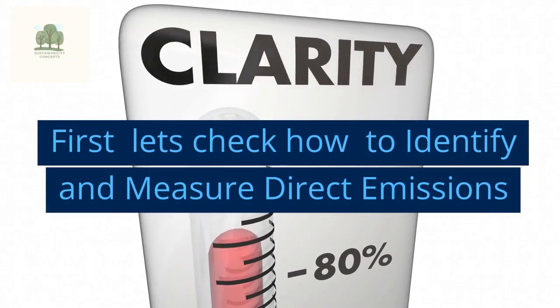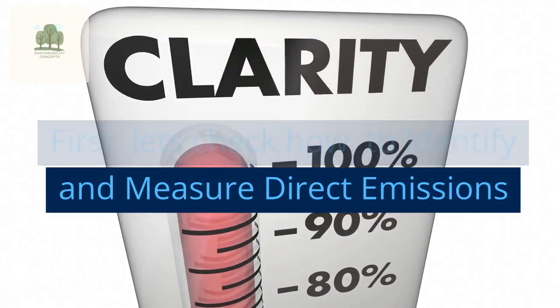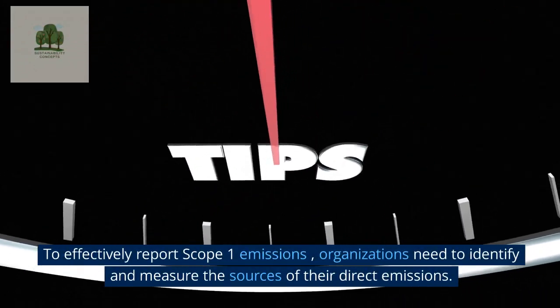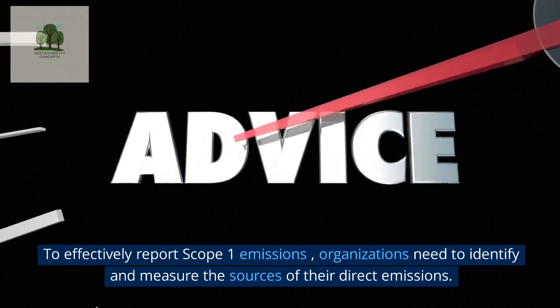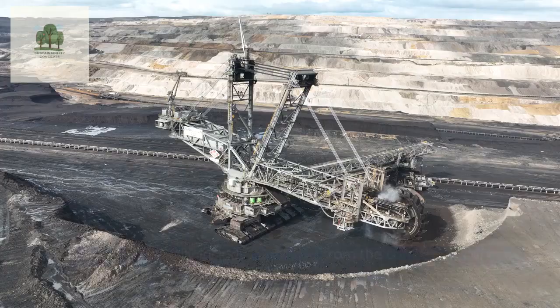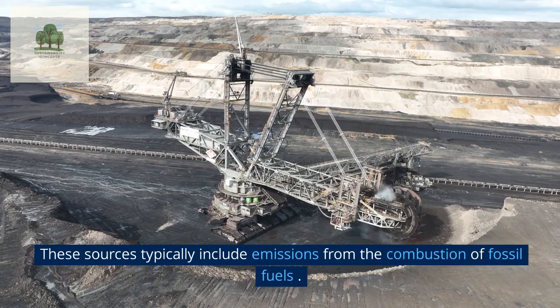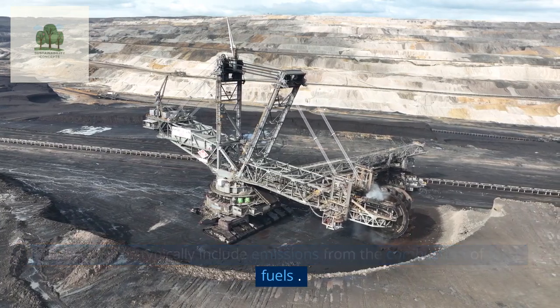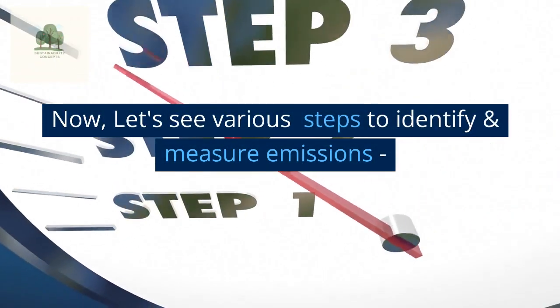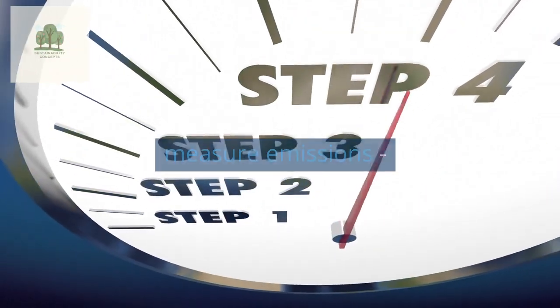First, let's check how to identify and measure direct emissions. To effectively report Scope 1 emissions, organizations need to identify and measure the sources of their direct emissions. These sources typically include emissions from the combustion of fossil fuels. Now, let's see various steps to identify and measure emissions.